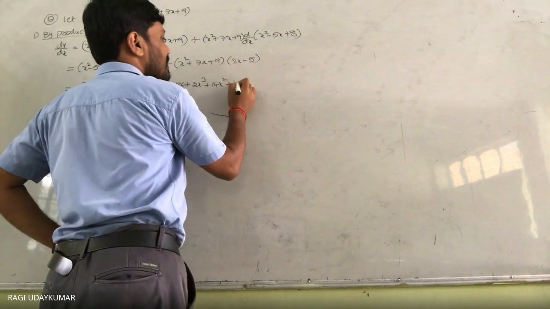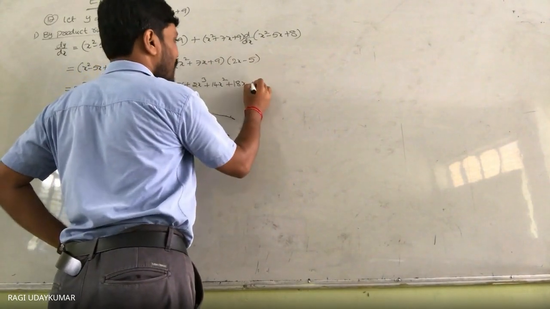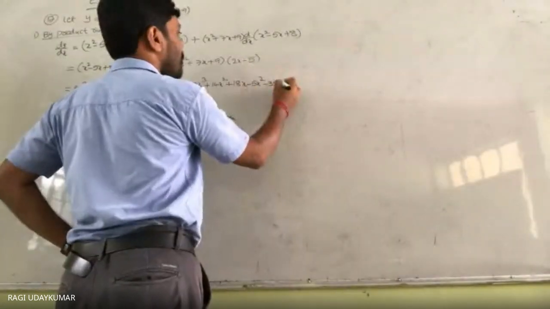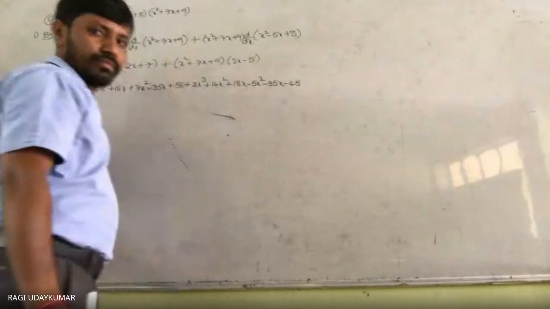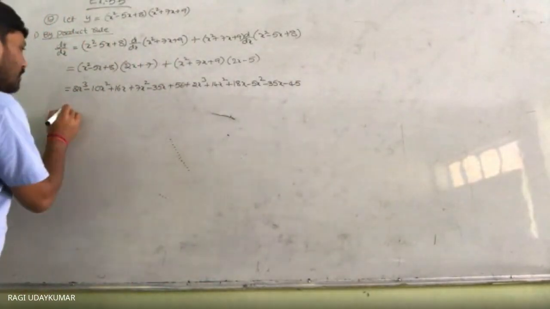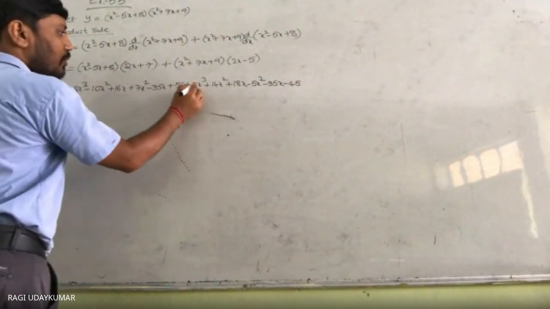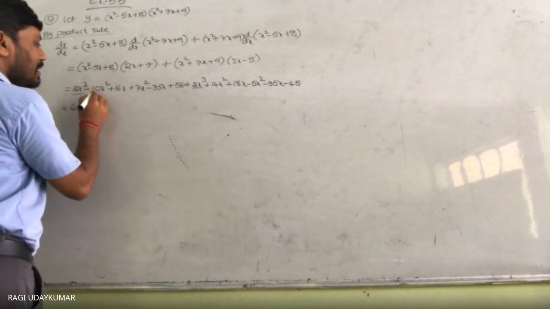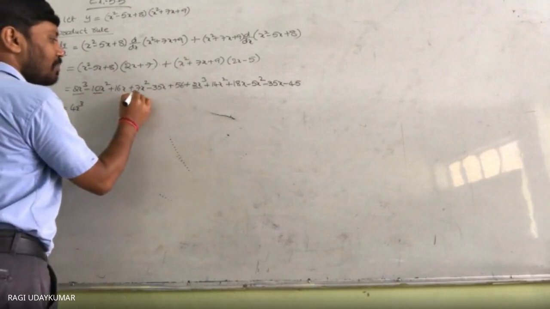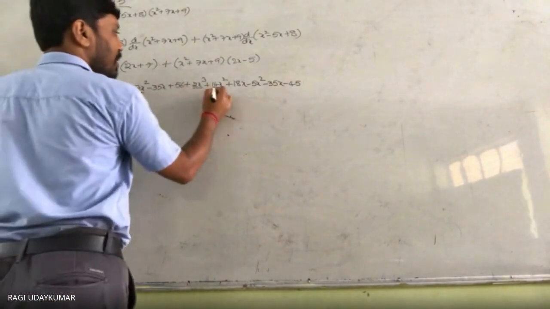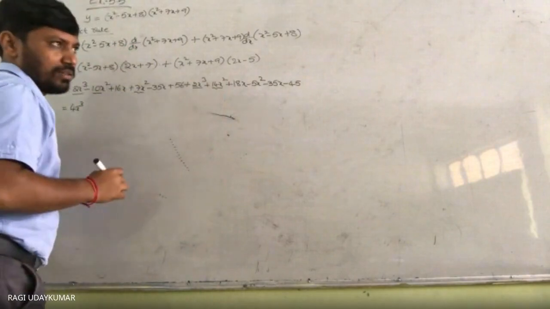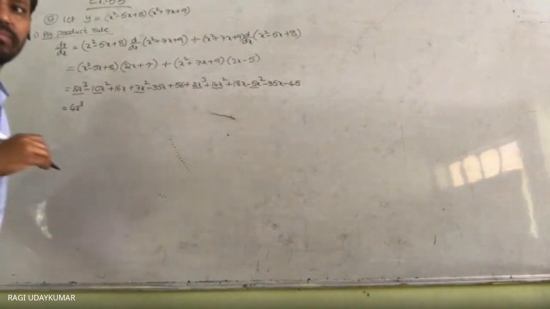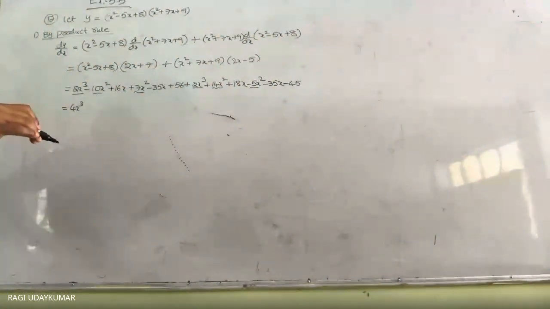14x square plus 18x minus 5x square minus 35x minus 45. Now what do you get here? X cube terms, whatever is there, you write together. This is 4x cube here together. 10x square here, minus 10 plus 7 minus 3 plus 14, plus 11 minus 5 plus 6.